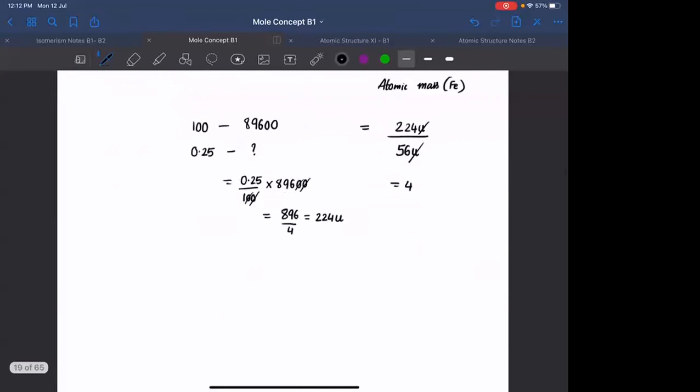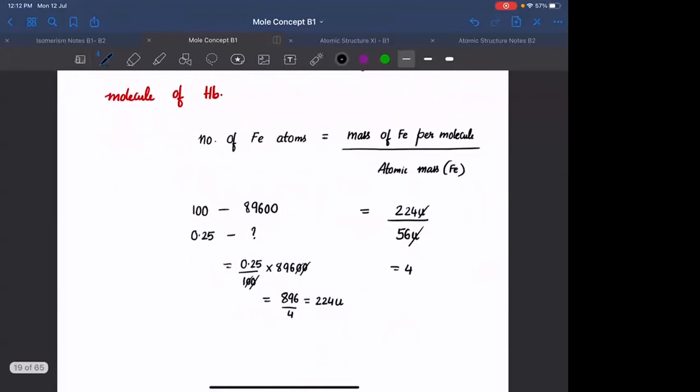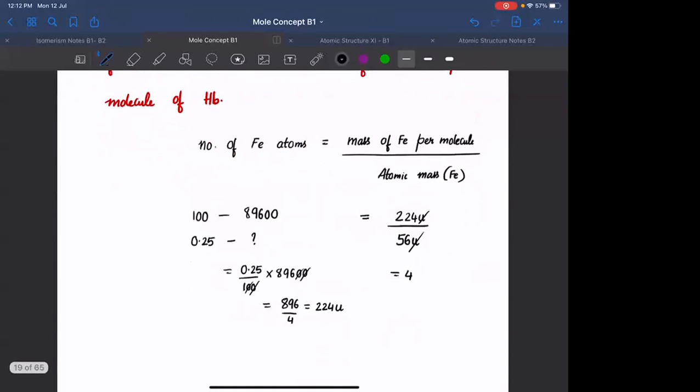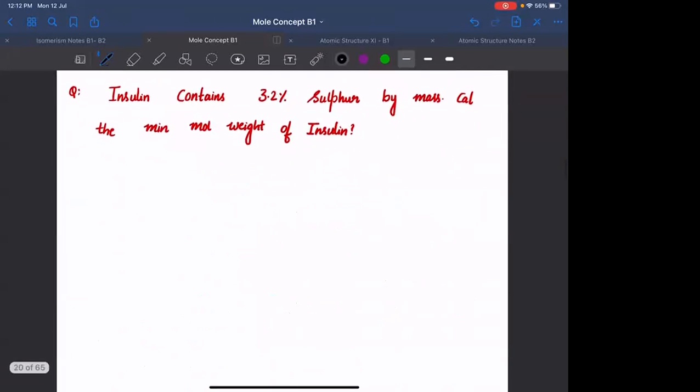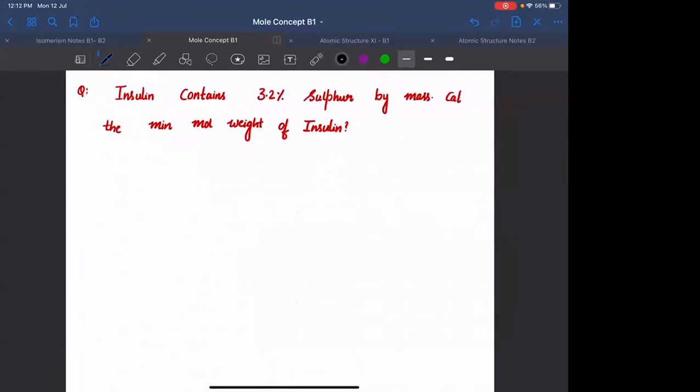Also remember this question as a standard result. Everyone remember this question as standard result. The number of iron atoms per molecule of hemoglobin are 4. Important for NEET appearing students. Number of iron atoms per molecule of hemoglobin, they are 4. Okay. Solve this question.